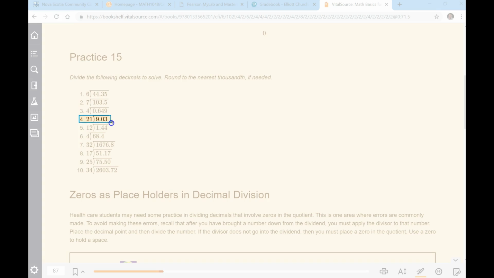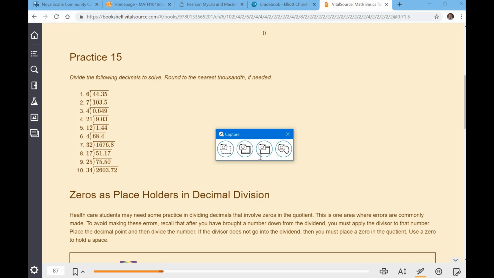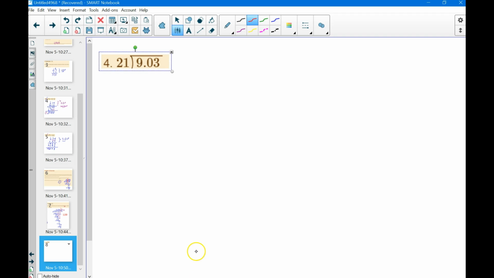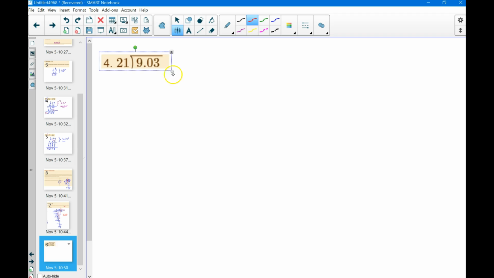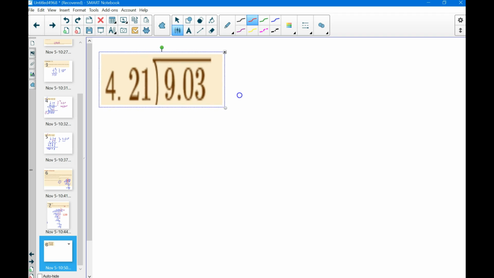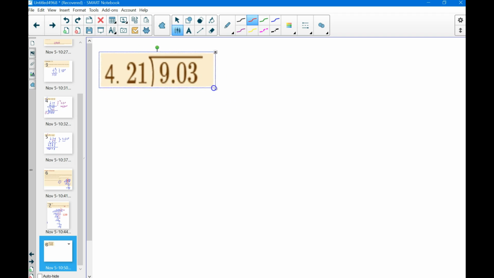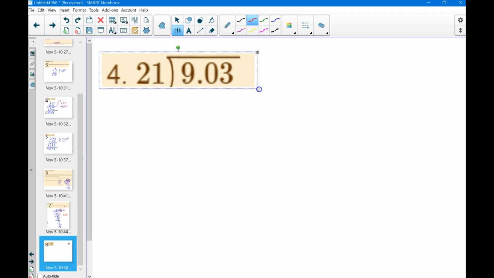I really hate these ones with 2 numbers in front. Oops. No, not that way. .21 divided into 9.03. Really? Okay, so let's get started.